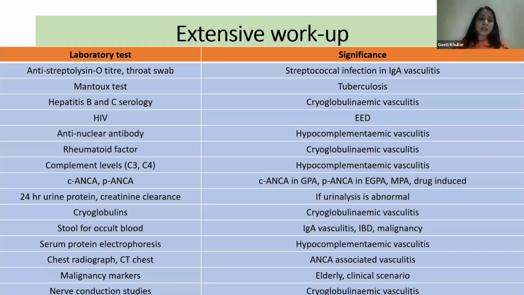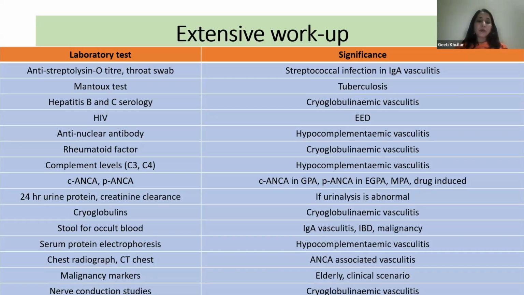It is usually young females or males who get it, or children. But if you have an adult who is presenting with a vasculitis, this should raise an alarm that it could probably be a paraneoplastic manifestation of an underlying malignancy. Or you have to see malignancy markers depending upon the clinical scenario, like which malignancy you are suspecting. Based on that, you can order these investigations.